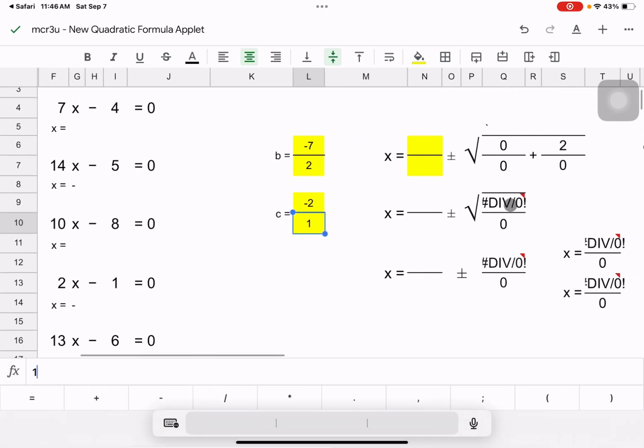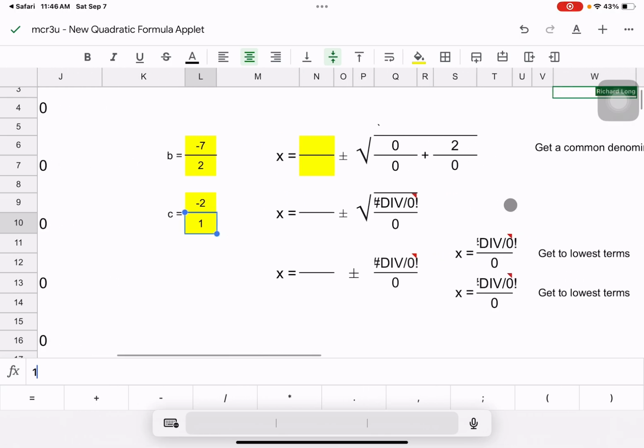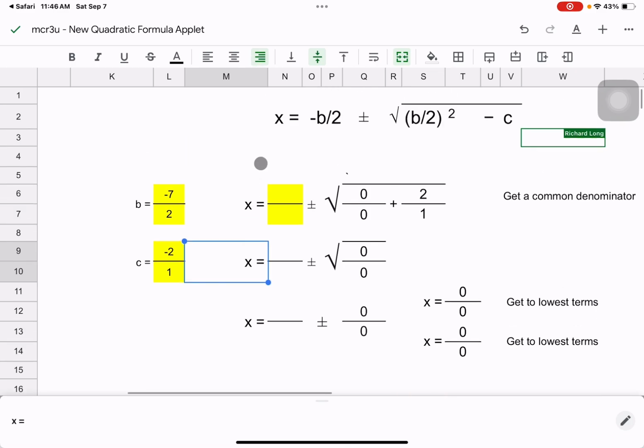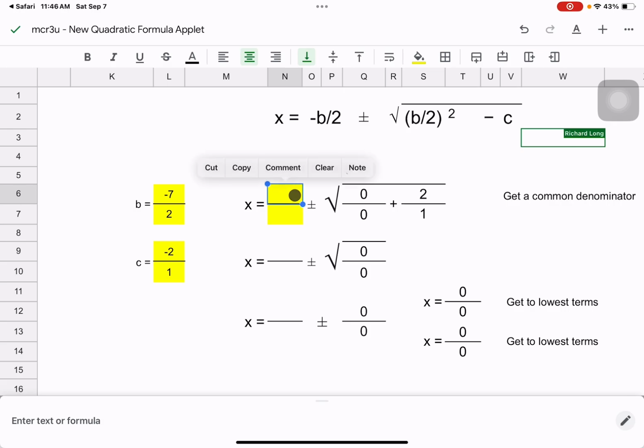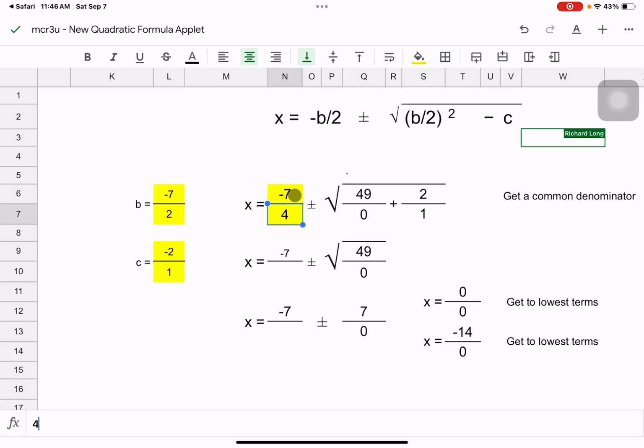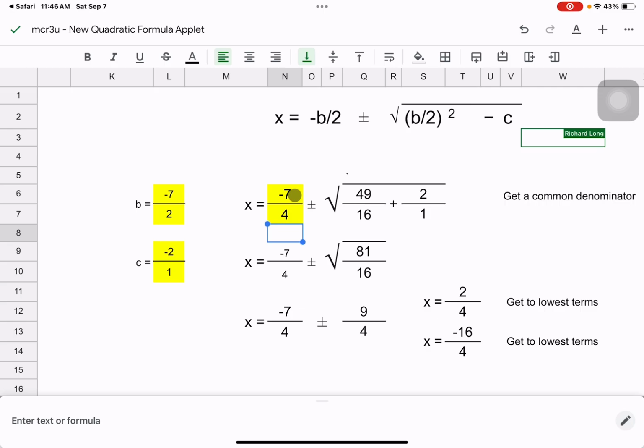So let's go over here and work through this. The first step is to do negative b over 2, so I have to take half of that fraction. I have to do half of negative 7 over 2. Can I divide the top by 2? No, it's odd. 7 is an odd number. But I can double the bottom, so it becomes negative 7 over 4. Again, you only have to enter things in the yellow cells, and then it does the rest of the calculations for you.